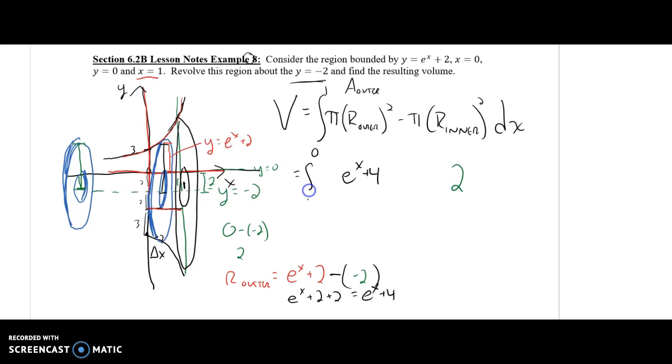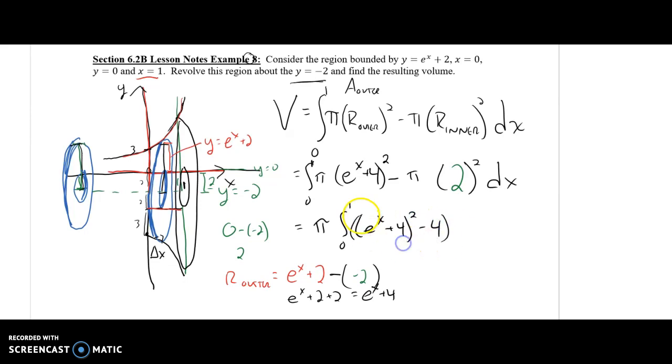So my entire volume will have a pi here, goes from 0 to 1. I'm going to square that. Again, that's my outside radius right here, minus the inside radius, which again is just 2 in this case. Sometimes it will also be dependent on a function. And typically what I would do is factor out that pi. I would choose not to do this by hand. Rather, I would plug this into my calculator. I have not done that ahead of time, so I'm going to go ahead and do that right now.